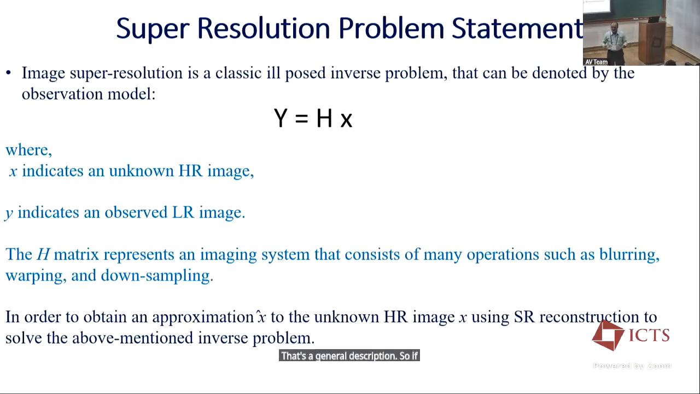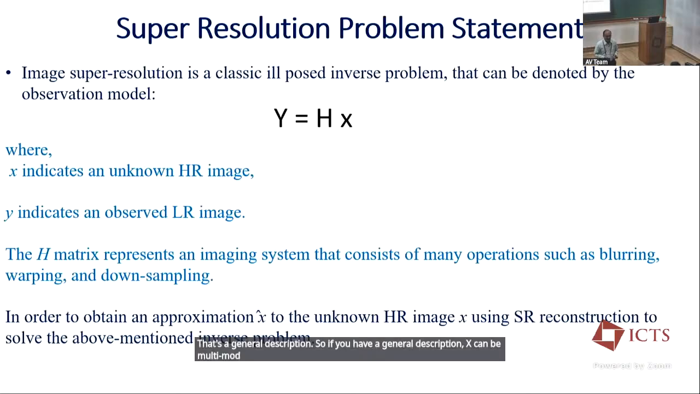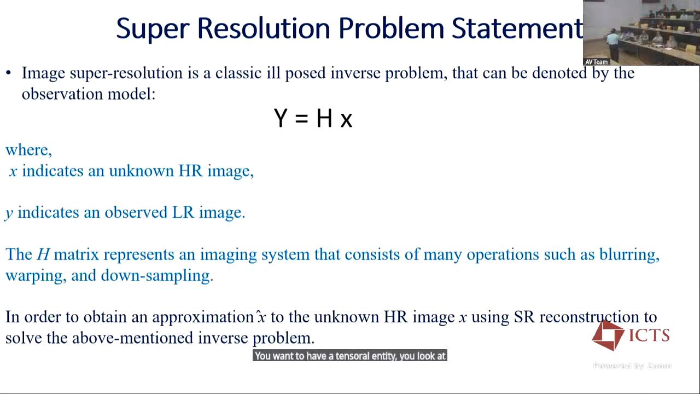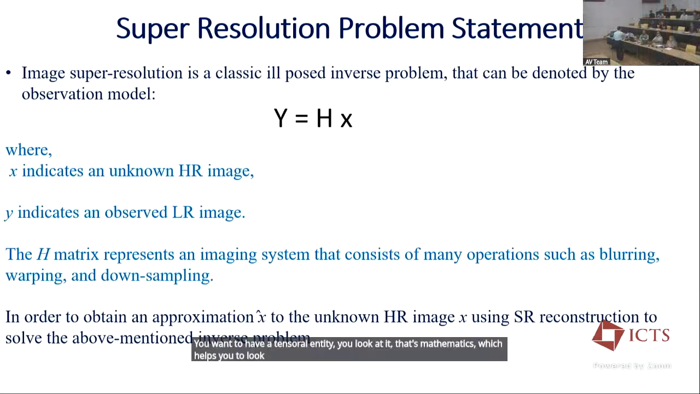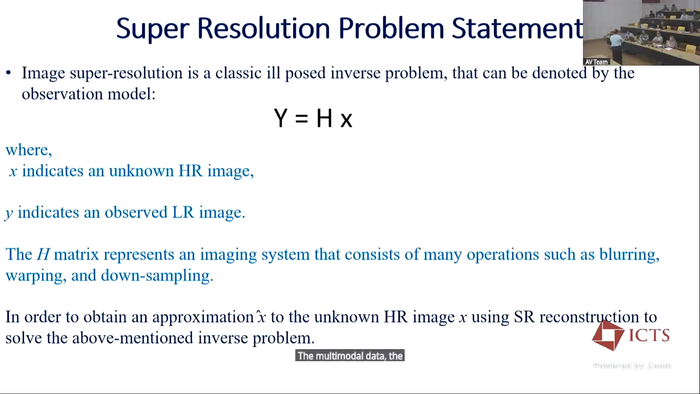So with a general description, x can be multimodal data, or x can be single modal data, the way you have image intensities. You look at it as a tensorial entity, and that's the mathematics which helps you look at any kind of complexity. I may have data in terms of collections, in terms of images, in terms of satellite data. So multimodal data, x can be written out in a multimodal way, and you can homogenize it and then process it.